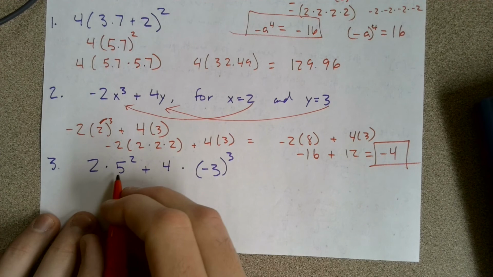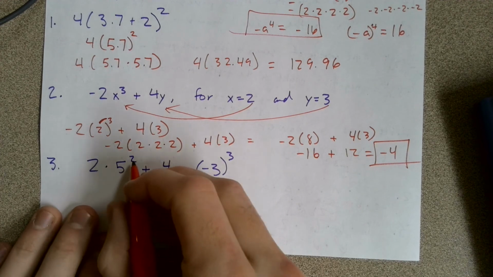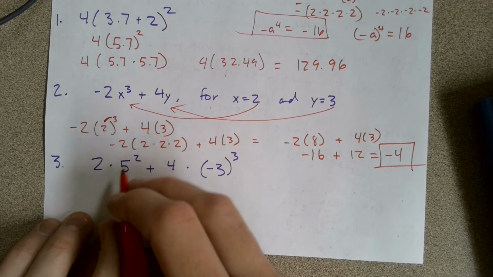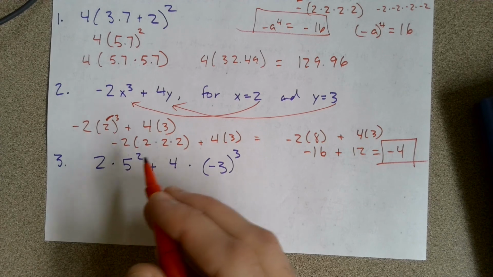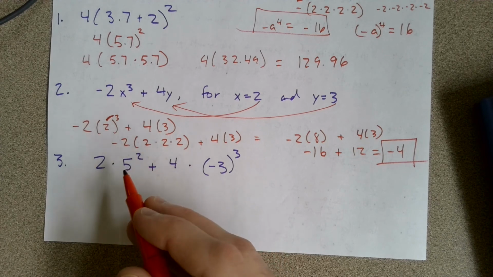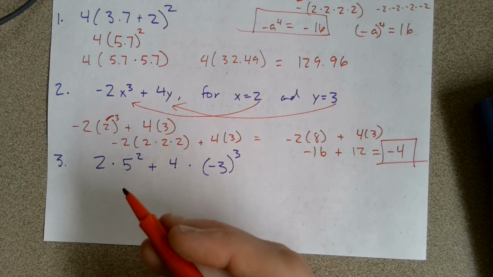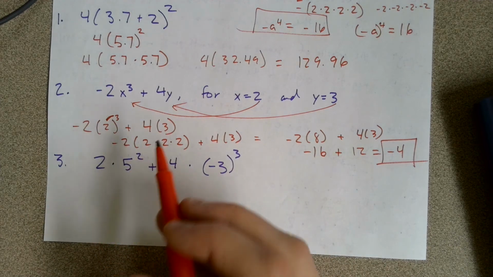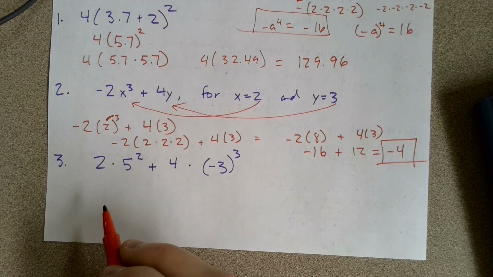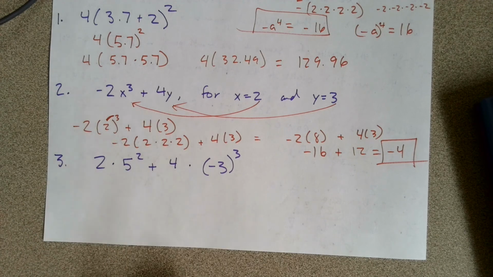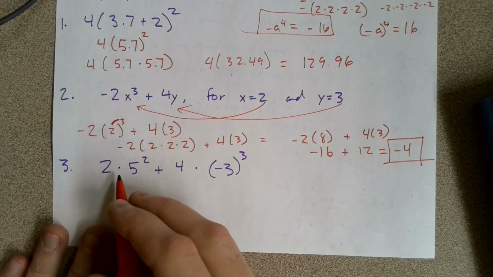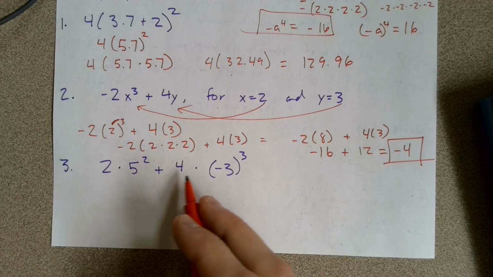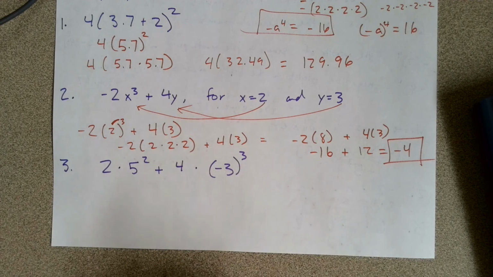We got 2 times 5. I haven't talked about this yet. So this is 5 to the second power. You can also say this as 5 squared. Whenever it's a 2, sometimes people will say that as squared. Today we're going to practice saying it as 5 to the second power, but just know that that can also be said 5 squared. So we have 2 times 5 to the second power plus 4 times negative 3 to the third power.